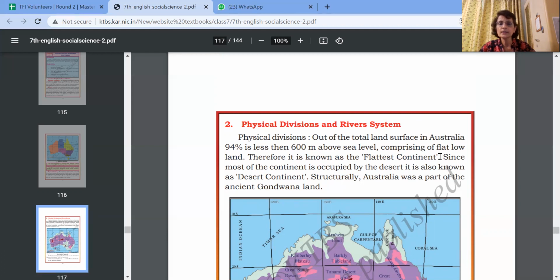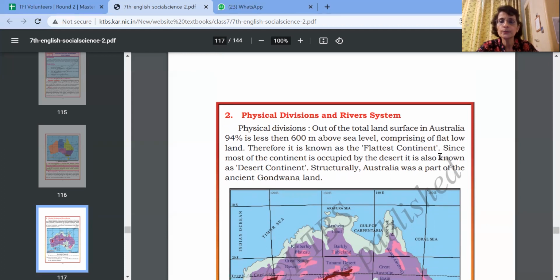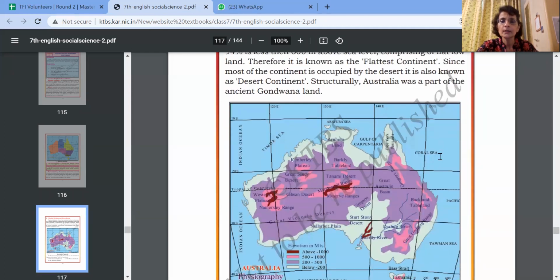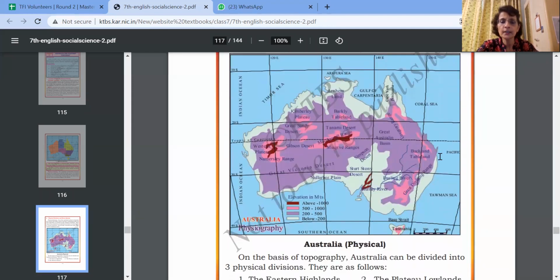So it is a desert continent also. It is dry, it is hot, it's just got a lot of sand. So this is the introduction to the physical divisions of Australia.